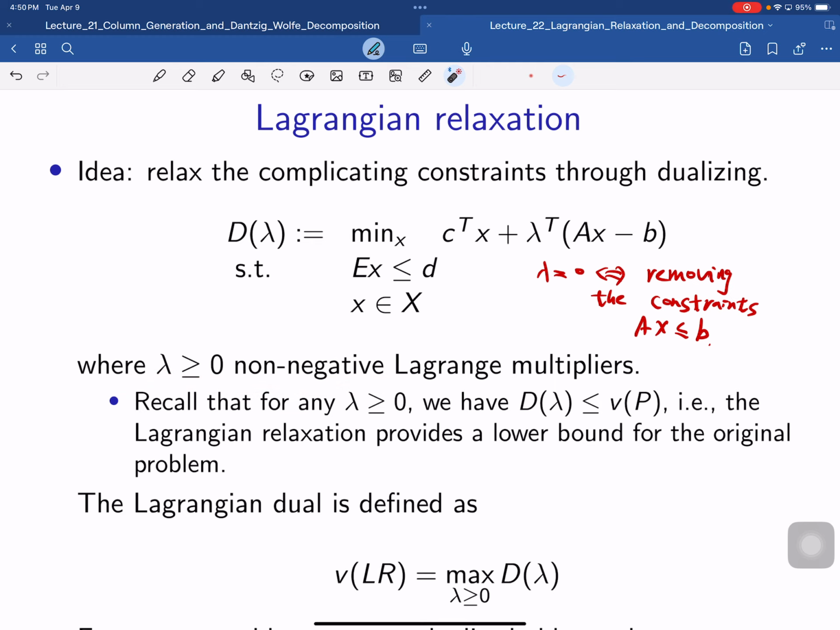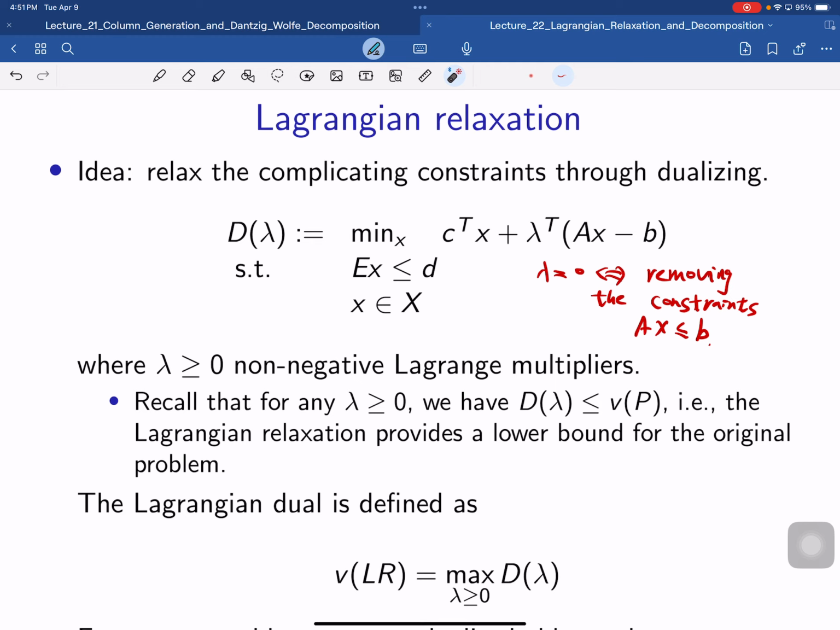So we've studied the Lagrangian dual before. You have derived KKT conditions for some of those continuous problems. You know that since Ax minus b is less than or equal to 0, you want to multiply it with some non-negative Lagrangian multiplier such that this d(lambda) function gives you a lower bound of the original problem. Recall that in the past we have proved that for any lambda greater than or equal to 0, the d(lambda) function is a lower bound of the original problem.